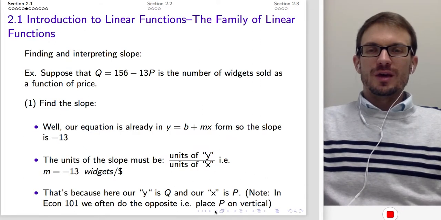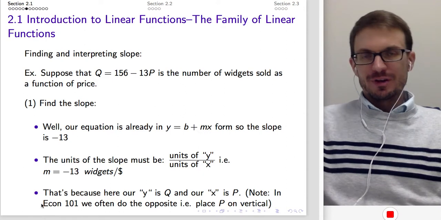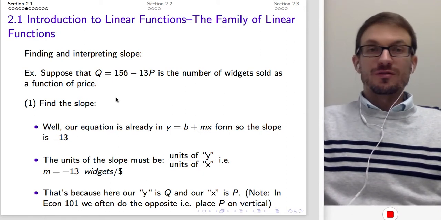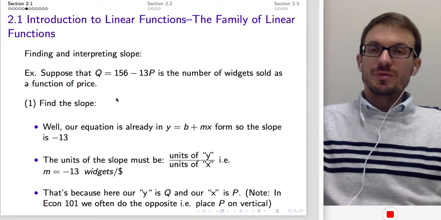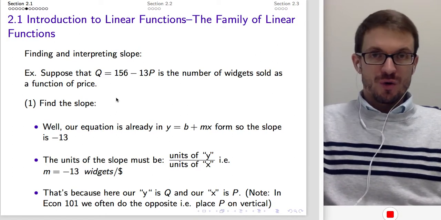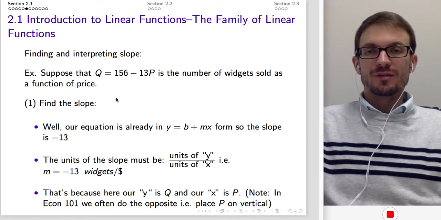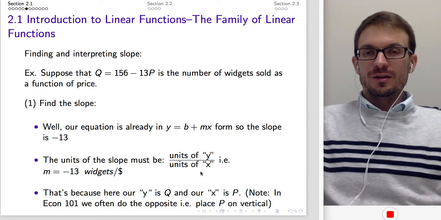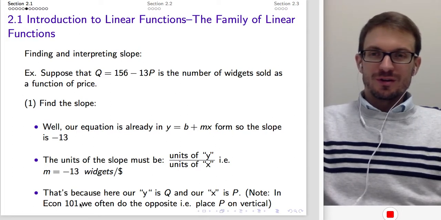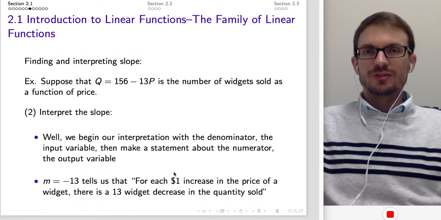And here's just a really quick comment. In economics, we usually think of P as being our dependent variable and Q as the independent variable when we draw graphs of the supply and demand curve. But that's an interpretation you don't need to worry about until if and when you take that class.